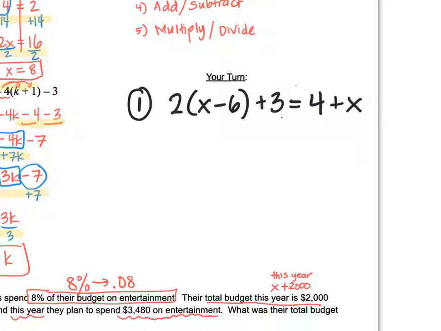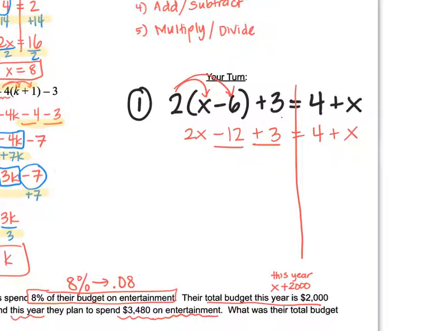Here we go. Here's our fence. First step, let's distribute. 2 times x, 2 times 6. There's a minus in between. 2x minus 12 plus 3 equals 4 plus x. I can combine like terms. Both of those are like terms. So I have 2x is still the same. Negative 12 and positive 3 make negative 9. That equals 4 plus x still.